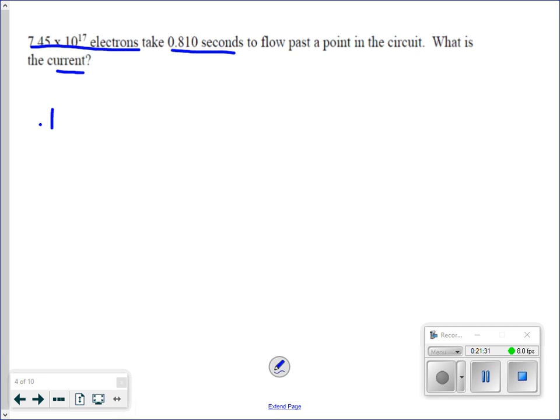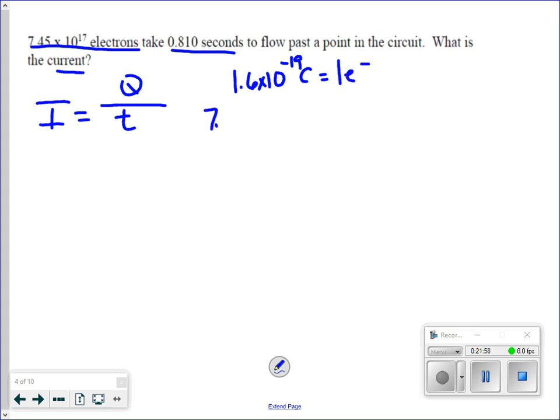Okay, so current, by definition, what is current? It's the amount of charge moving in a given period of time. So electrons, that is not charge. It is a type of charge, but it's not in the proper unit. I need that Q to be in coulombs. So I am going to use this conversion factor to help me out. All right, so let's start there.